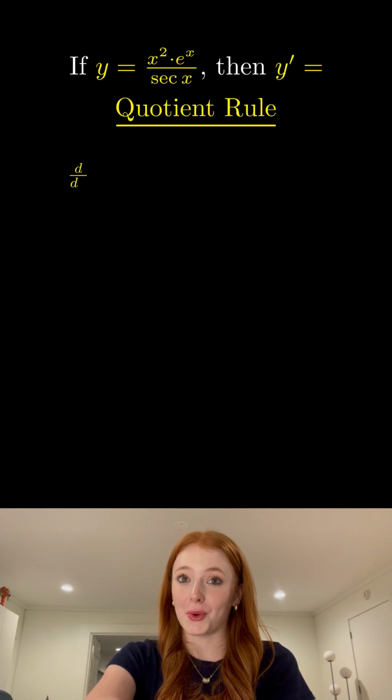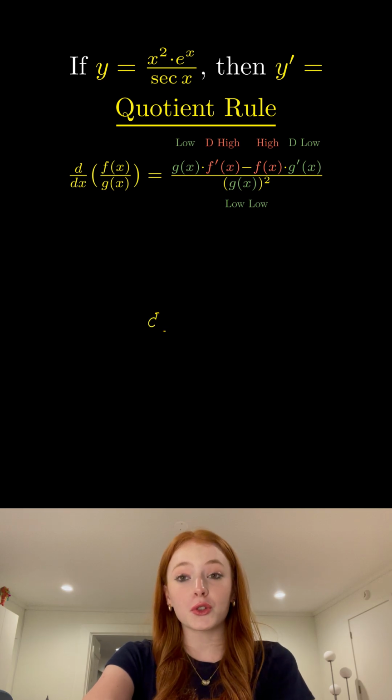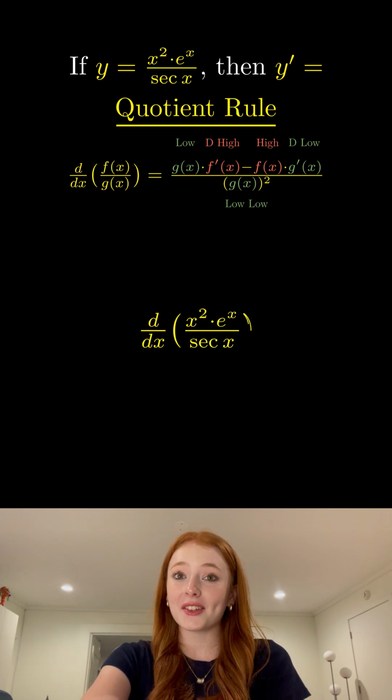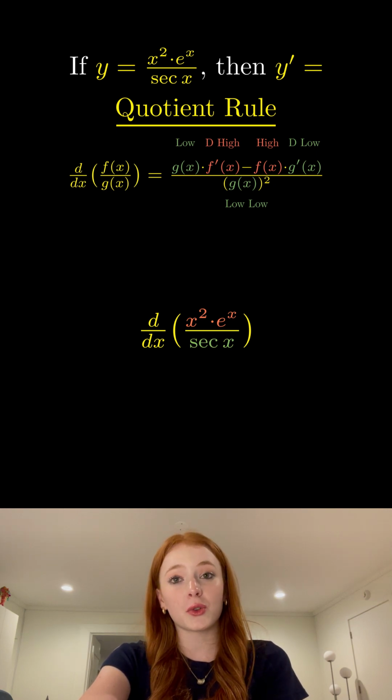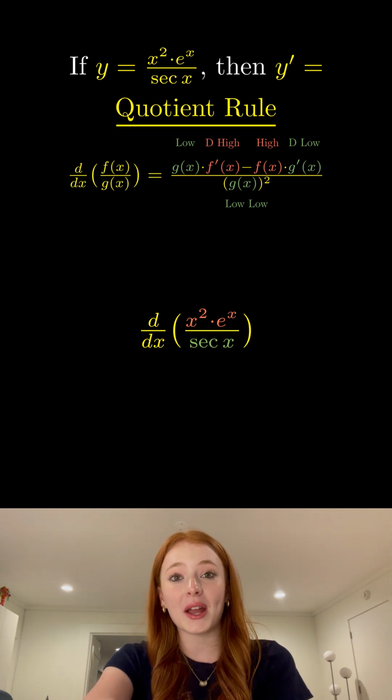See if you can take this derivative that combines the quotient rule with the product rule. Since we're dealing with a fraction, our overall derivative will require the quotient rule. X squared times e to the x will be our high function, and secant x will be our low function. But before we can use the quotient rule, let's find the derivatives of the numerator and the denominator.